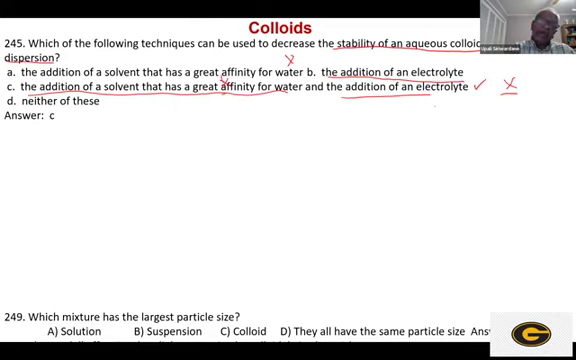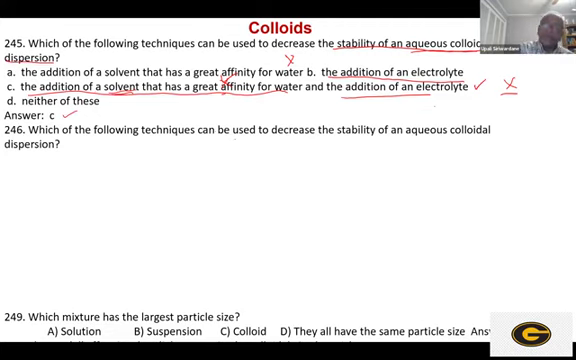That's true. I didn't look into that. Addition of a solvent. That is an aqueous colloid solution. When you add another solvent which has more affinity for water, it removes water layers from the colloid particles. Therefore, aggregation can happen both by adding another solvent or adding the electrolyte. That's why C is the correct answer.